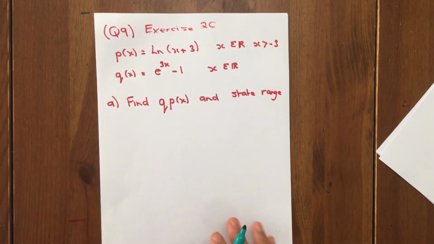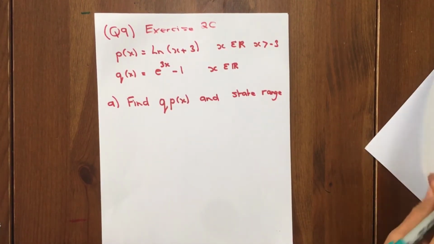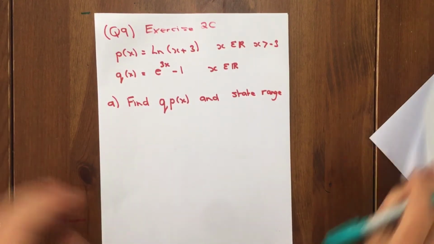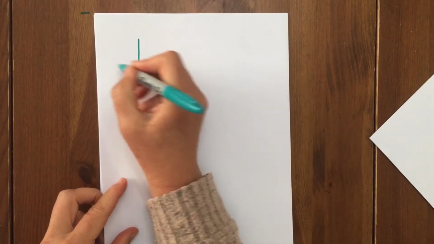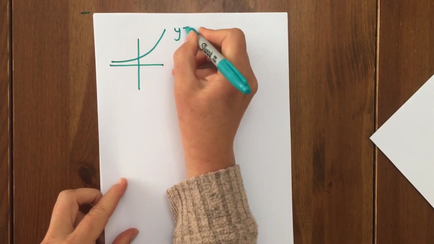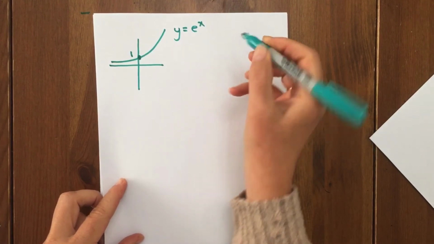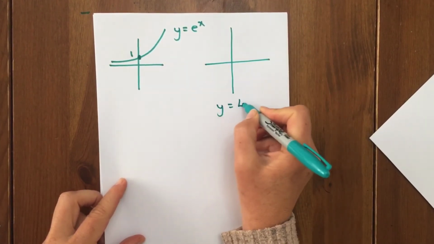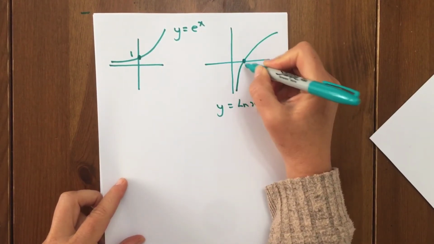Just a quick recap, while we are here on e and ln, just a reminder of what those two functions look like. So if I was to plot y equals e to the x, it looks like this, going through 1. And if I was to plot y equals ln of x, it's like this, and it goes through 1.